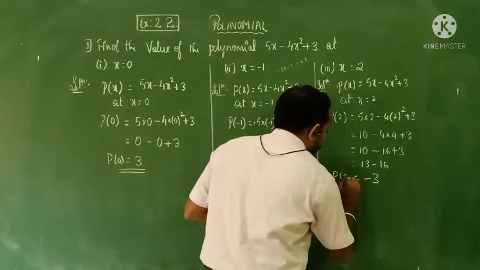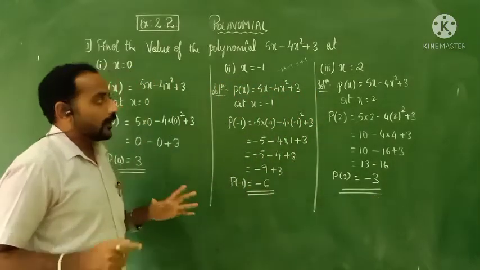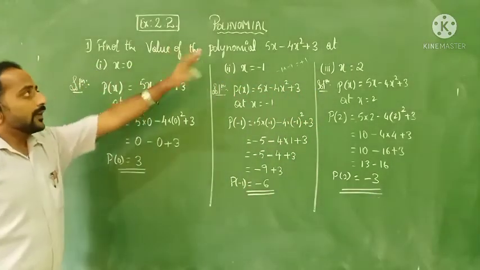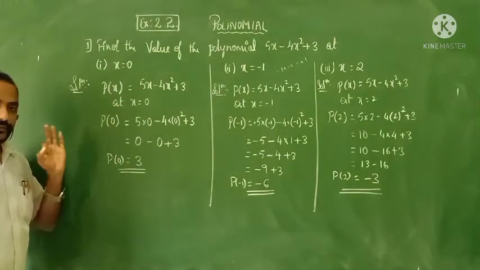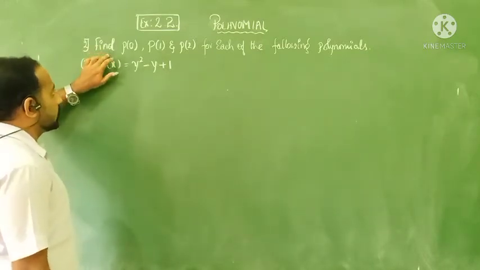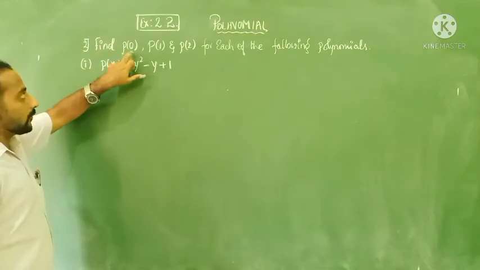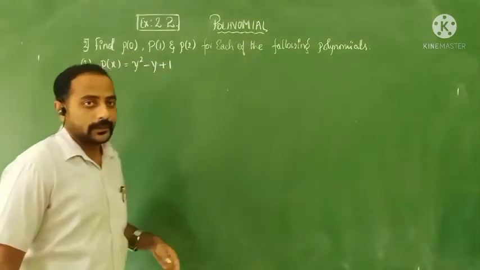So p of 2 is minus 3. This is how we have to find the value of polynomials. Just write it down. Okay, my dear students, see the second main question here. Find p of 0, p of 1 and p of 2 for each of the following polynomials.